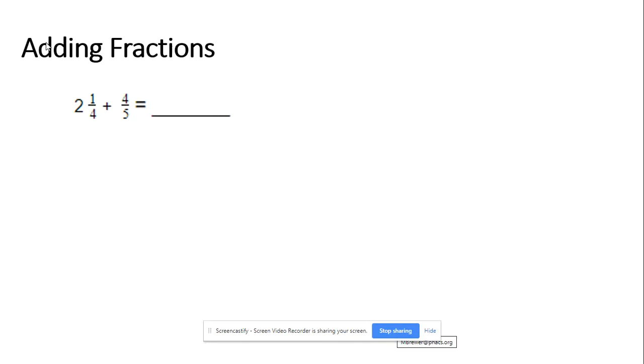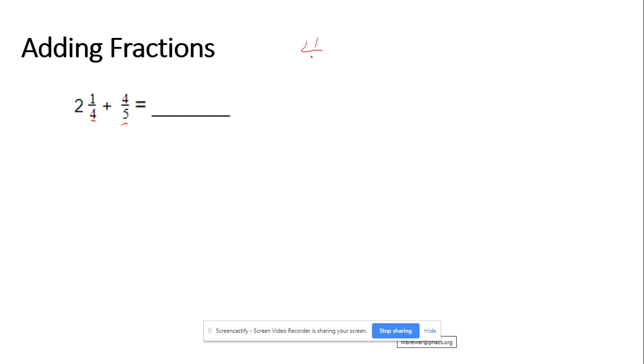So now we're going to be adding fractions. We have 2 and 1/4 plus 4/5. Notice the denominators here are not the same. We need to create common denominators, and we'll do that with equivalent fractions. First, we need to figure out which denominator we can use.